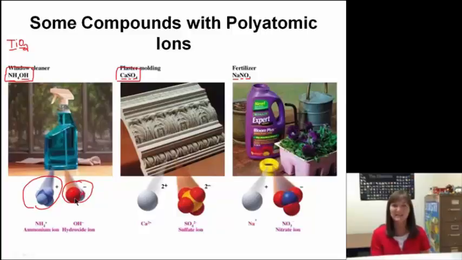So polyatomic, many atoms bonded together, and then they have this overall charge to them. Here's calcium sulfate. The calcium is just an atom, but the sulfate is a polyatomic, and it's an ion. And I said atom for calcium, but it's an ion because it has a charge. And here's sodium nitrate.